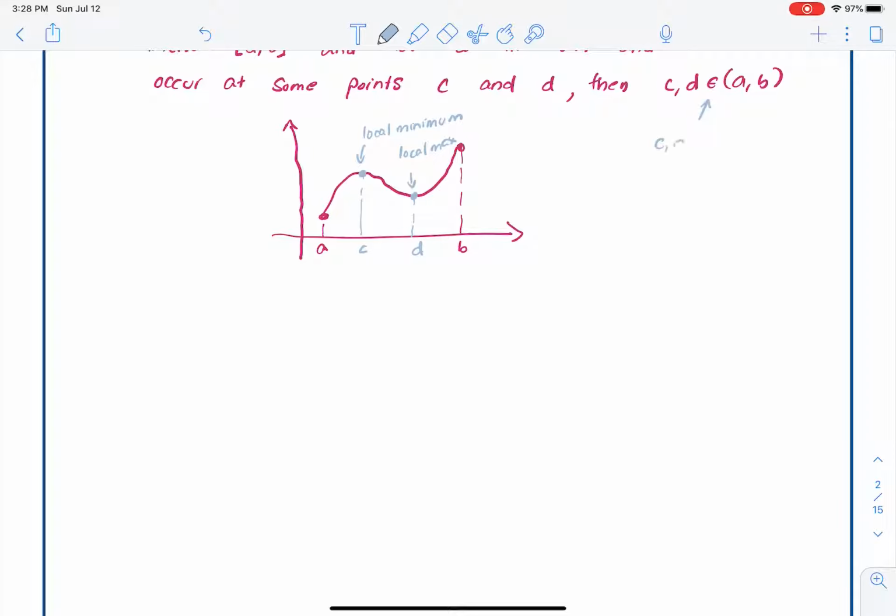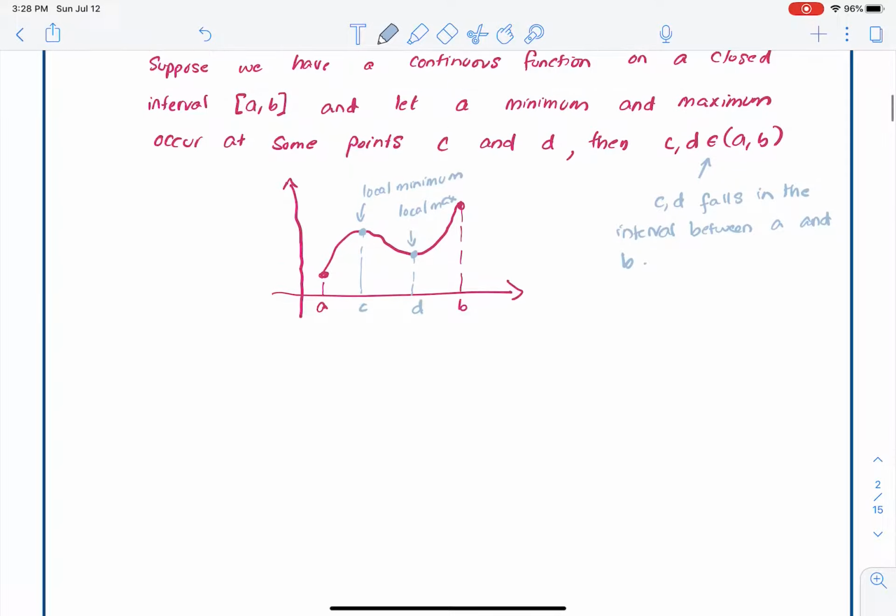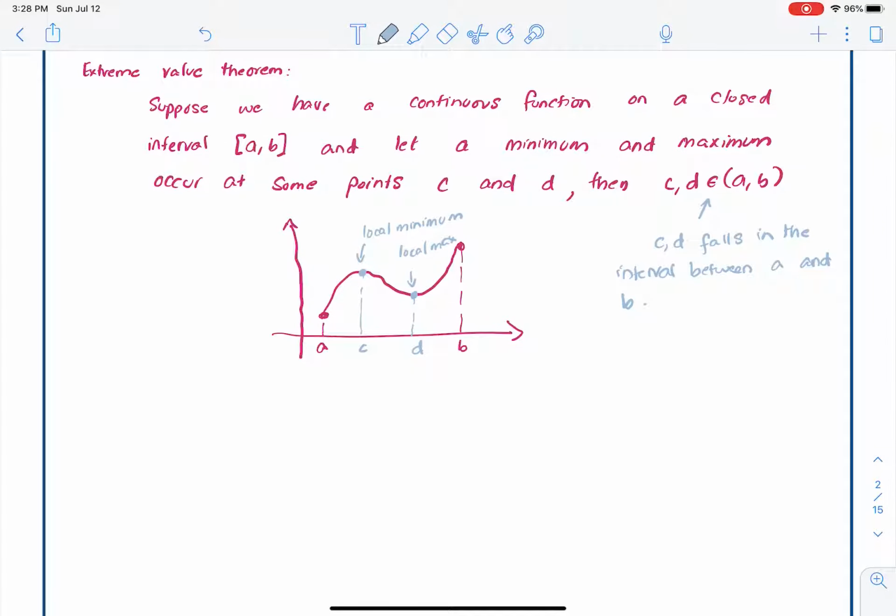In other words, C and D fall in the interval between A and B. And you've got to keep in mind that we cannot include the endpoints. Which is why I changed the interval, which was closed right here, including A and B, to an open interval over there, indicating that I'm not including the endpoints A and B in looking at the extreme values.